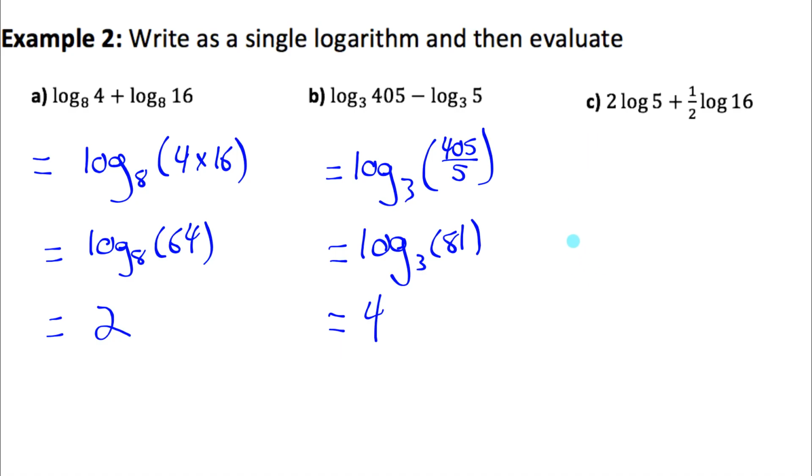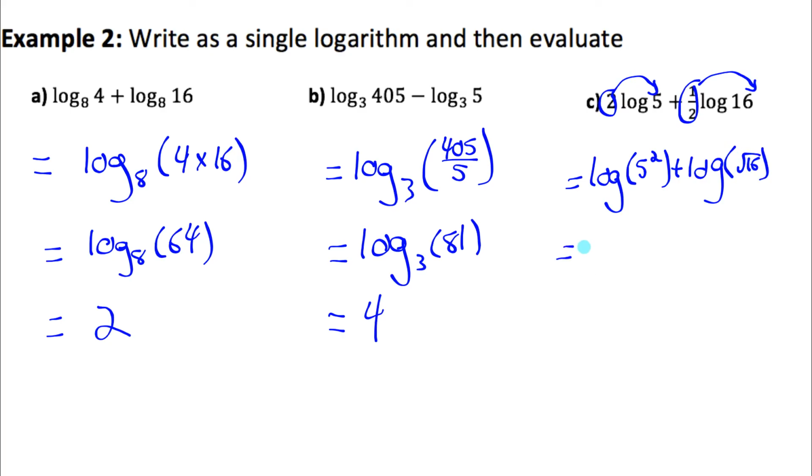Part C, once again, these logarithms, their coefficients are not 1. So before I use the product rule, I'm going to have to rewrite those coefficients as the exponents on the argument. So this would give me log of 5 squared plus log of 16 to the half. Well, remember, an exponent of a half just means square root. So I have log 25 plus log of 4.